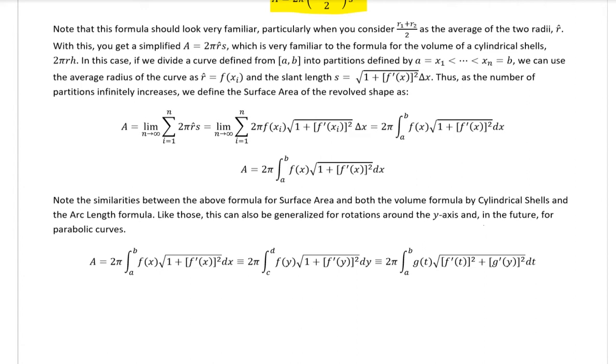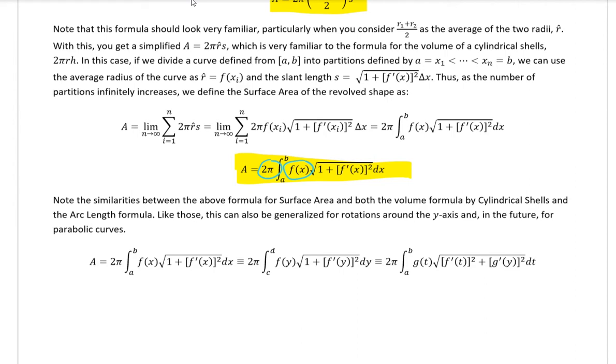And therefore we have the formula for surface area is 2 pi integral from a to b of the function times the square root of 1 plus the derivative of the function squared dx. So really, it's the same thing as the arc length except for two things. You have a 2 pi out front and also a function multiplying the square root.